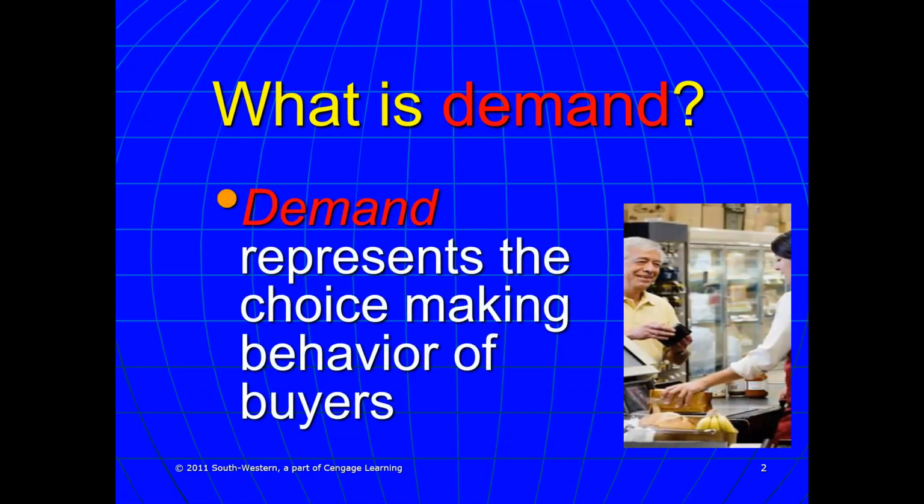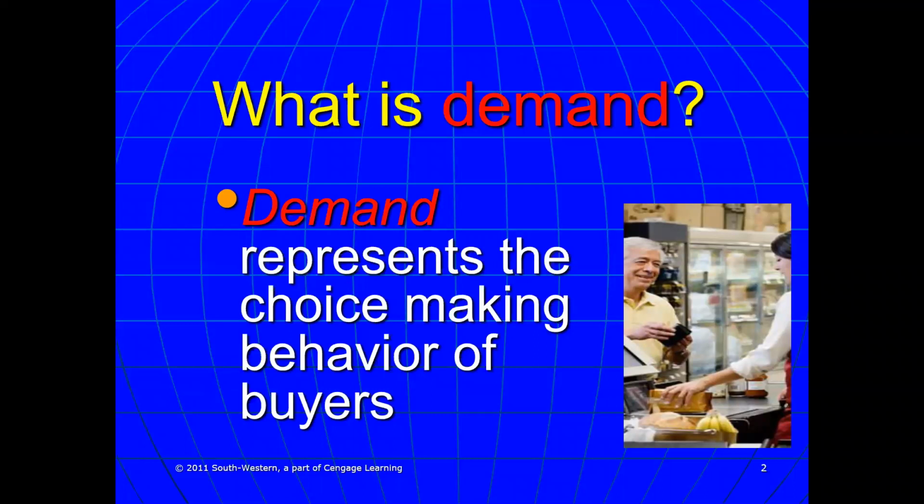You'll remember from our first chapters that we're talking about economics as a social science. We're looking at how people make decisions, and demand for a product deals with the choices of buyers in terms of how much quantity of a product they demand at different prices. So we're just looking at buyer behavior.